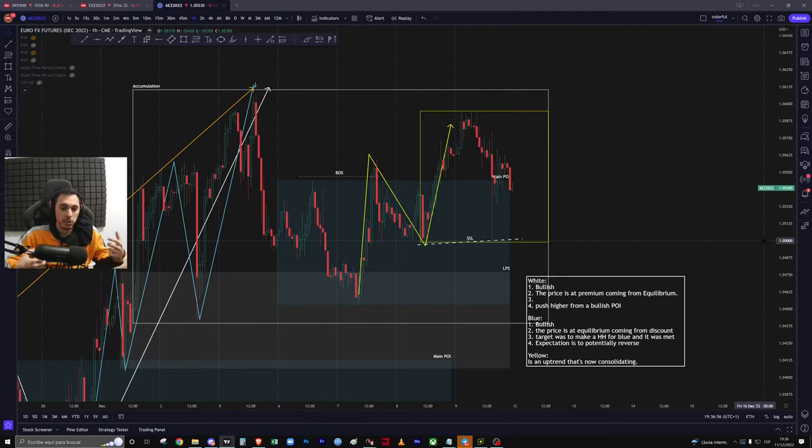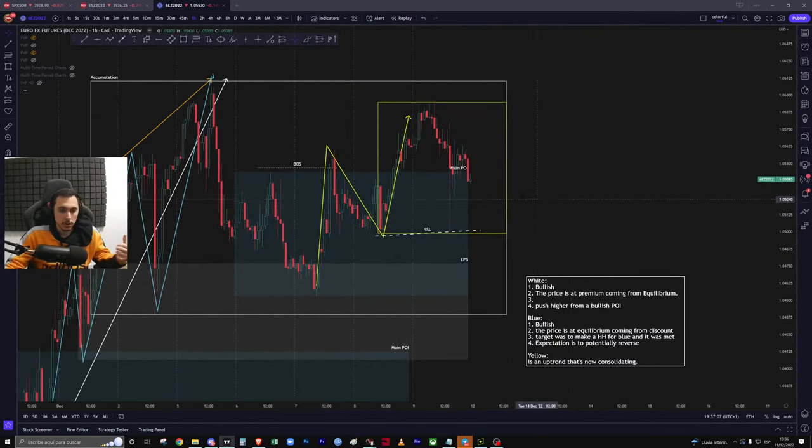We don't know. We just have an idea of what could happen. And based on that idea, on that expectation, we just wait for a confirmation to take a trade. But the fact that we are building equal lows tells me that there are two potential scenarios. We either go higher from here, inducing buyers.